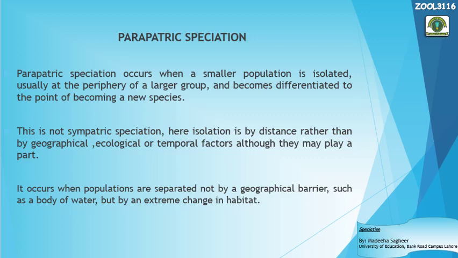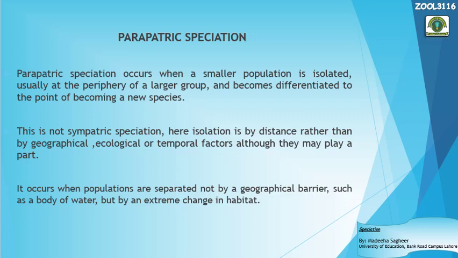So this is usually at the periphery of the larger population. The group of individuals present at the boundary line of the larger population gets separated and becomes differentiated to the point of becoming a new species. They have become so differentiated that ultimately they develop into a new species. This is what parapatric speciation is.